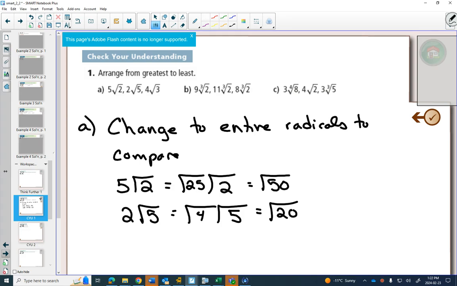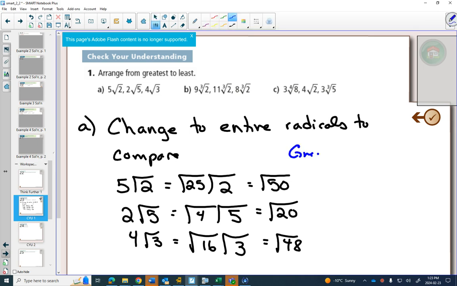And then finally with 4 root 3, square root of what is 4? This would be 16. This is the square root of 48. So if we were doing greatest to least, I would put 5 root 2 is the biggest one. Then the 4 root 3, and finally the 2 root 5. So A is an example of how changing it from a mixed radical to an entire radical lets you compare them.